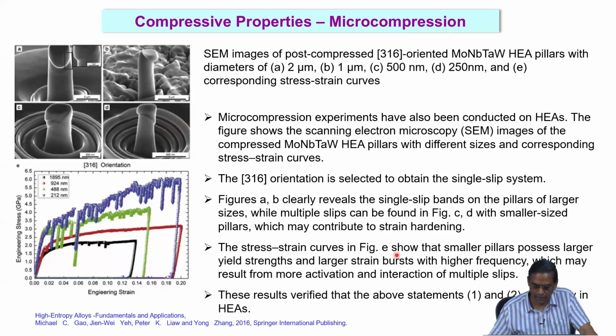Okay. The stress strain curves in figure E show that the smaller pillars possess larger yield strength and larger strain bursts with a higher frequency, which may result from more activation and interaction of multiple slips.